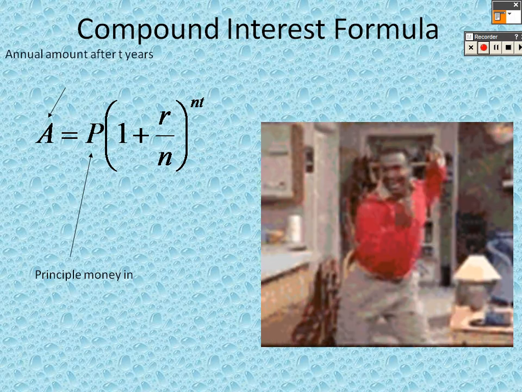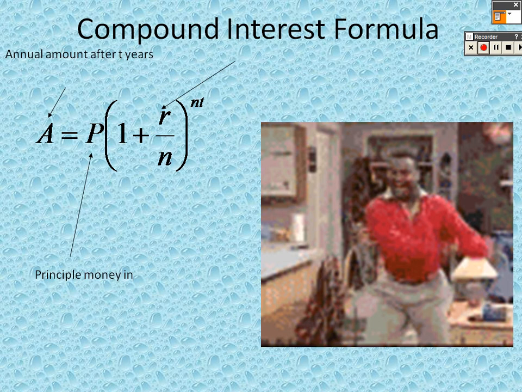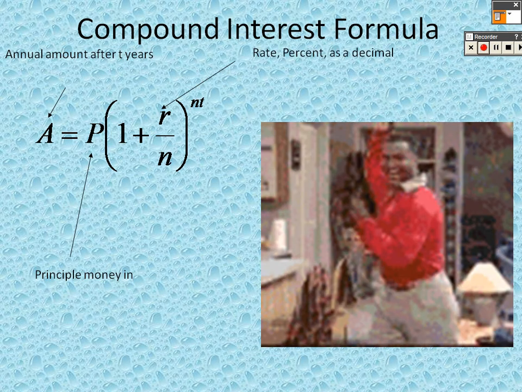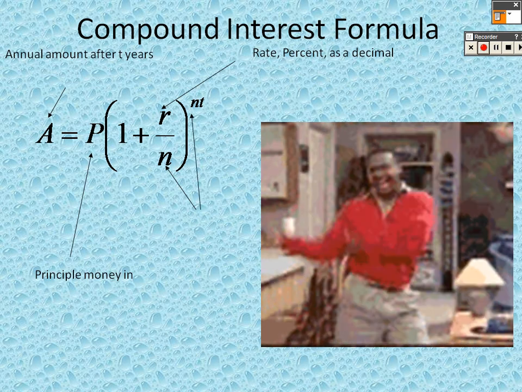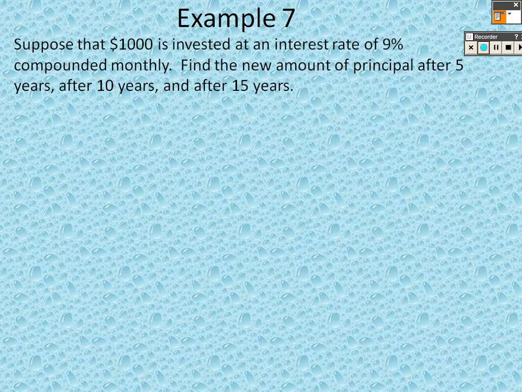A is the amount of money you'll owe after T years, and that's annually. R stands for rate, and rate is always as a percent, so you need to write that percent as a decimal. N stands for the number of times per year that you're going to calculate, and T is always in years. That's the number of years that you've been invested. So, suppose that $1,000 is invested at an interest rate of 9% compounded monthly. Find the new amount of the principal balance after 5 years, then after 10 years, then after 15 years.